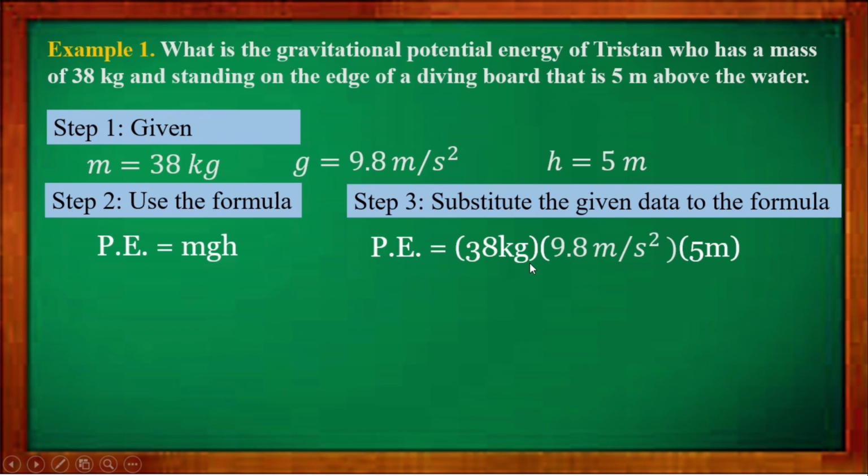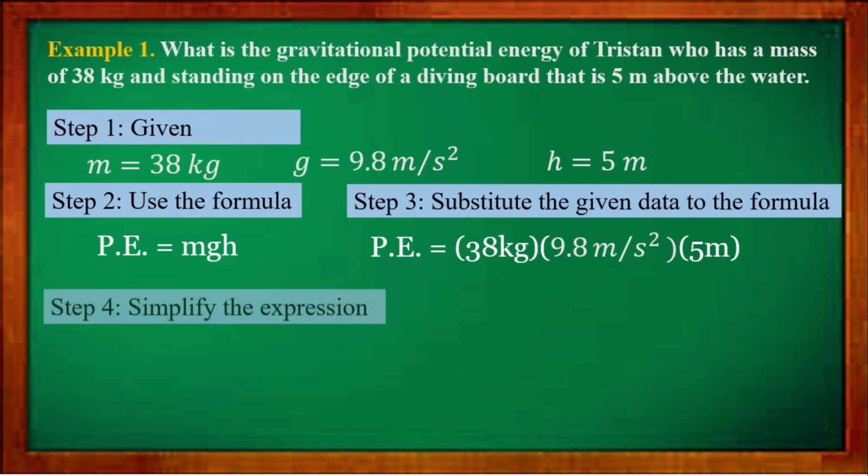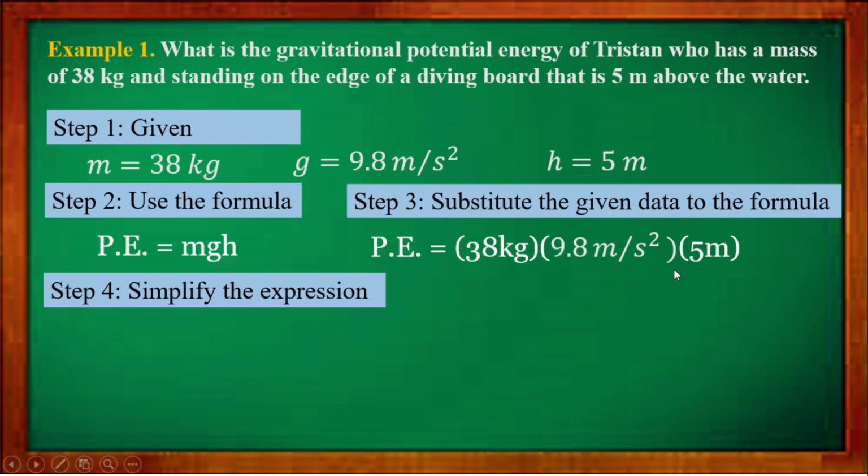After we substitute all those given values, we can now simplify these values. And to simplify this, we need to multiply first. Which one should we multiply first? Since we have three different values here, the first ones we multiply are the first two expressions. So, we are going to multiply 38 kilograms by 9.8 meters per second squared. If we multiply this, we will use a calculator.